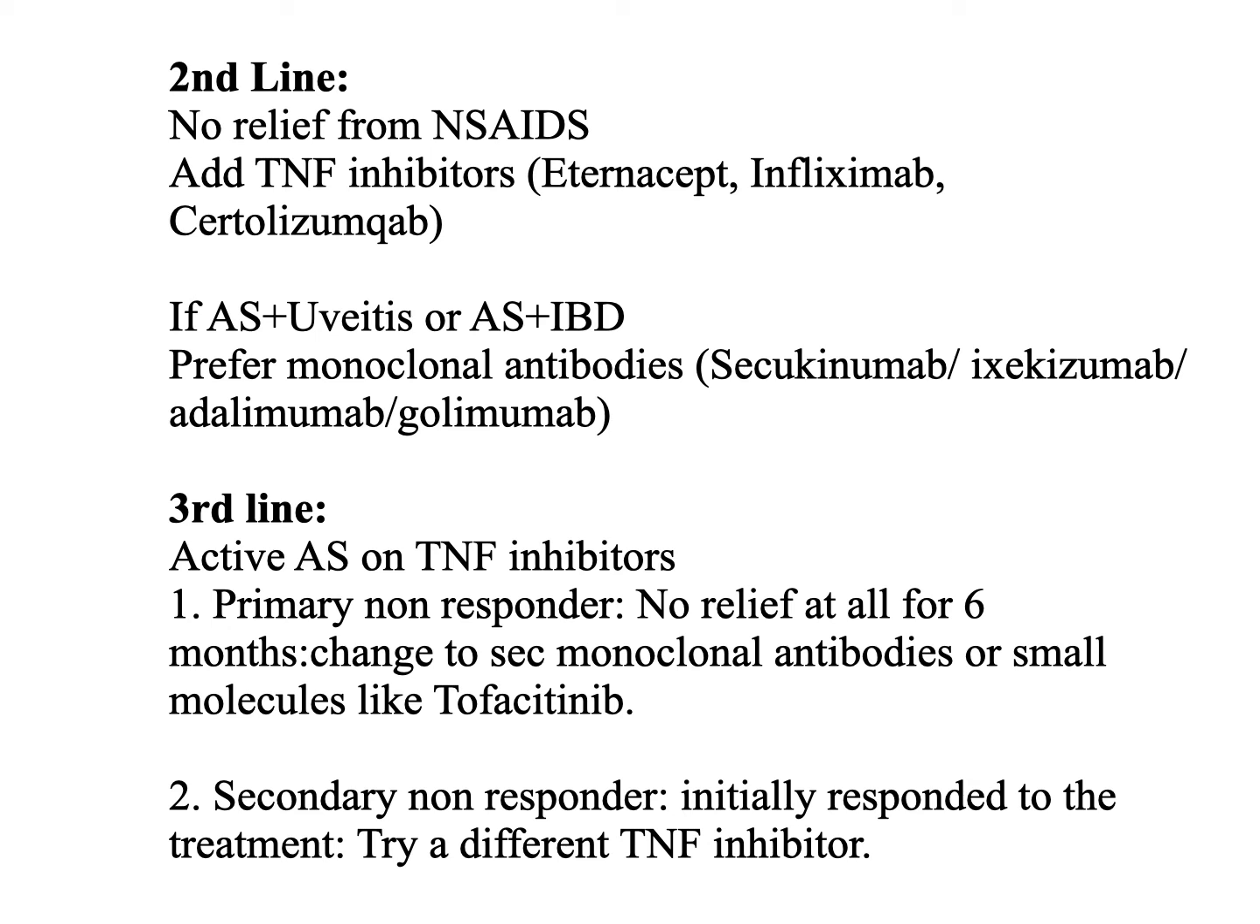There are two types of patients in this. Primary non-responders are those patients where there is no relief at all after 6 months of therapy. We change the drugs to secondary monoclonal antibodies or small molecules like tofacitinib. Secondary non-responders are patients who initially responded to the therapy but later on could not respond. In these patients, we try a different TNF inhibitor.